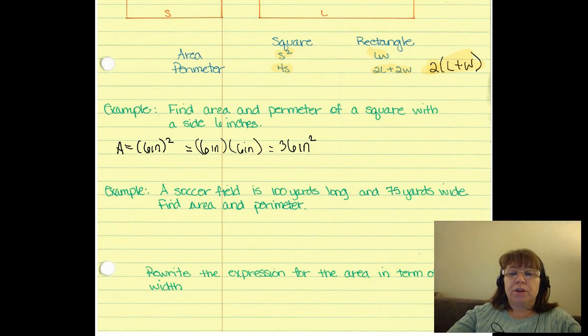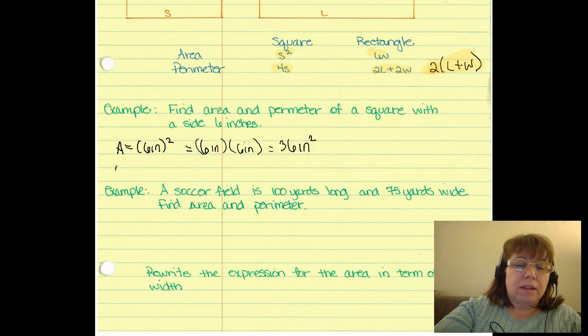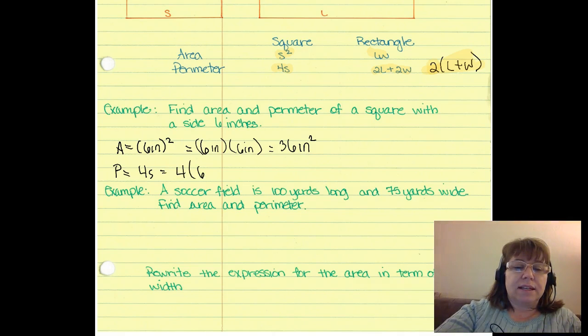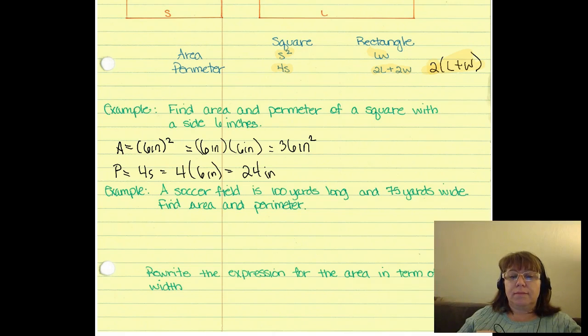And then our perimeter for a square is going to be 4 times s. Our s is 6, so 4 times 6 inches will result in 24 inches. Let's try a soccer field is 100 yards long and 75 yards wide. Let's find the area and the perimeter.